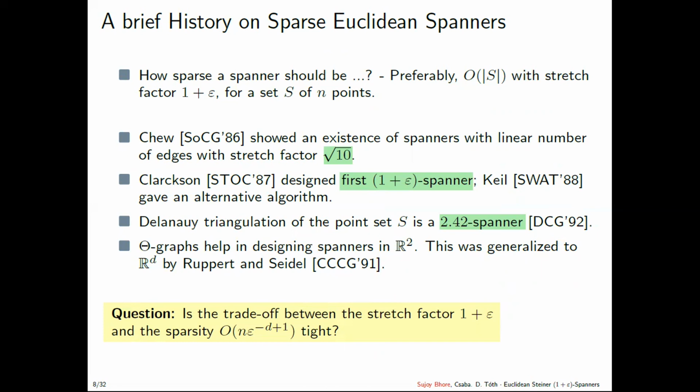So simultaneously, one needs to optimize the stretch factor, and the usual demand is that it should be 1+ε for a set S of points. Chew showed the existence of such a spanner with stretch factor square root of 10, but then in 1987, Clarkson designed the first 1+ε spanner. Moreover, we know that the Delaunay triangulation is a 2.42 spanner, and theta graphs are found to be a very effective structure in the context of Euclidean spanners, and that was generalized to d dimensions by Ruppert and Seidel. So the question is whether the trade-off between the stretch factor 1+ε and the sparsity n·ε^(−d+1) is actually tight.